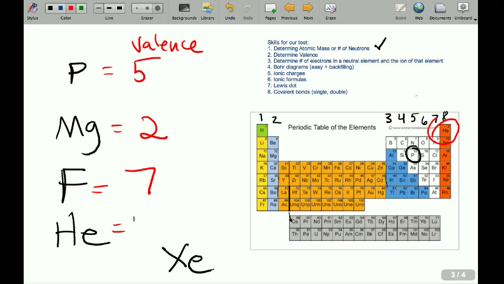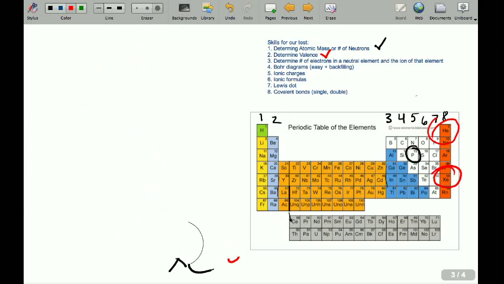Wait, I want to write 8 because it's in the 8th row. If you write 8, you'd be wrong. The reason is helium can't hold 8. It's actually a weirdo too. So be careful with helium. Xenon, however, is down there. It has 8. Cool? So be careful with helium. Okay, that's number 2, determining valence. The valence is the outermost electrons.